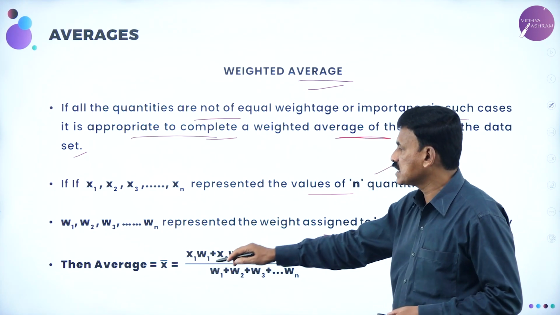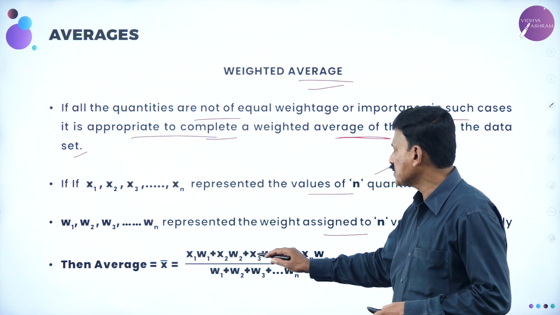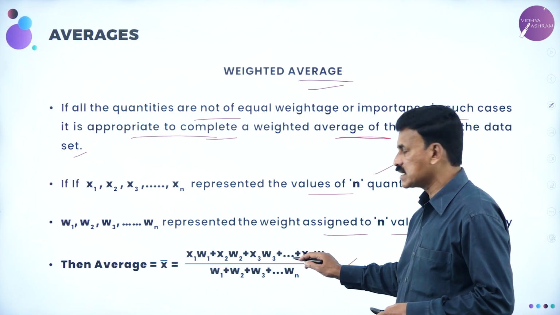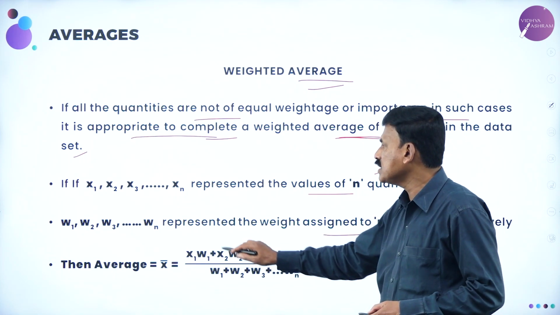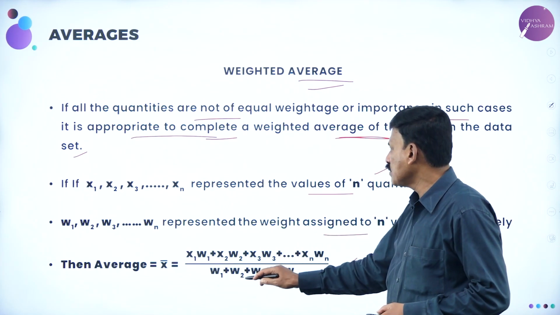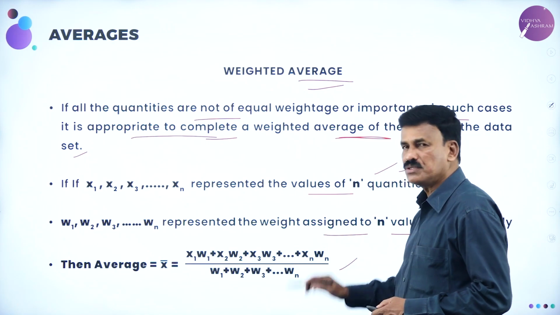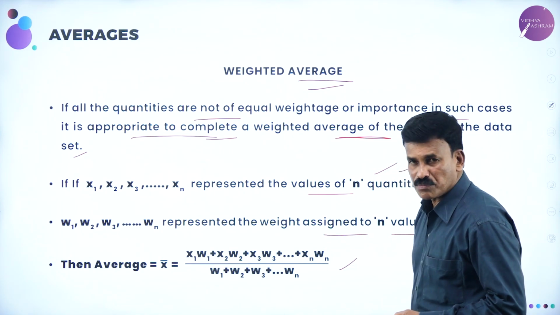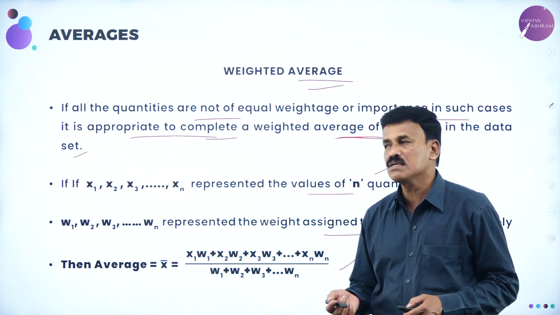The weighted average is given by x1 w1 plus x2 w2 plus x3 w3 etc. xn wn divided by the sum of all weights assigned, that is w1 plus w2 etc. wn. Now, let us, by knowing this, move on to a simple problem.